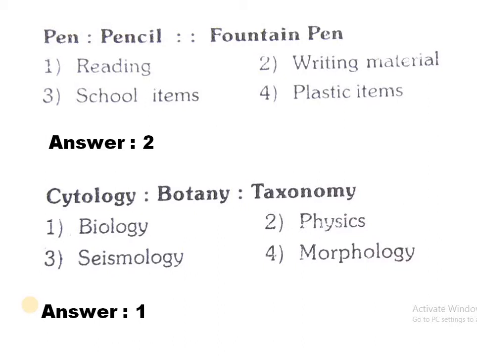Cytology, botany, taxonomy is what? There are four options given. The first one is biology, then physics, seismology and morphology. So what is the similar word between them? All are branches of biology. These are cytology, botany, taxonomy. All the topics come under biology only, not physics, not seismology, not morphology. So the correct answer is biology, number 1. In that way you have to choose the similar words.